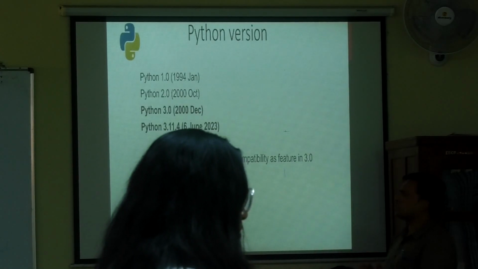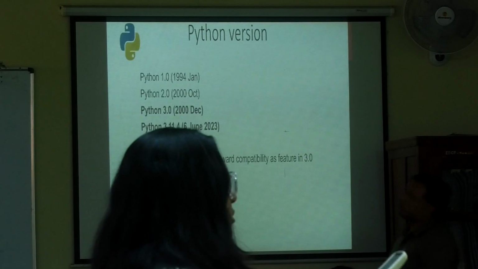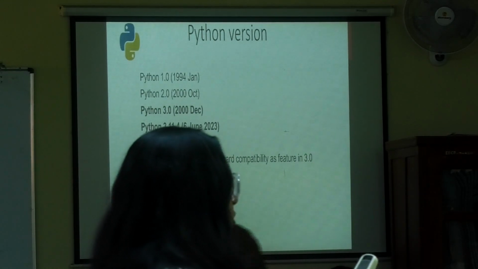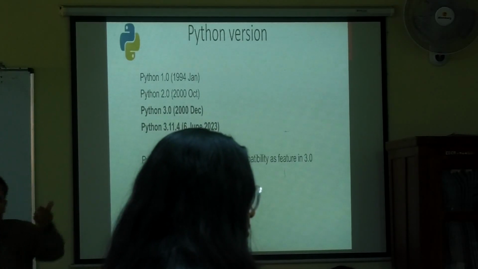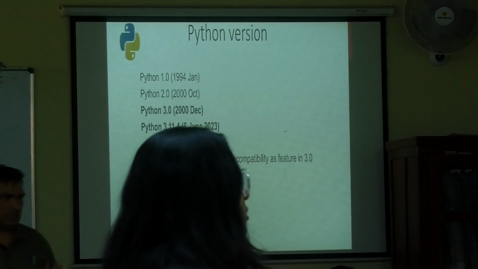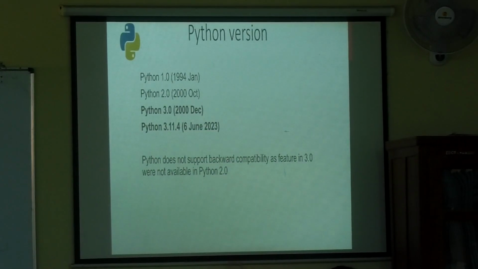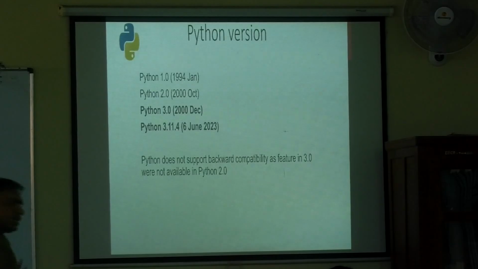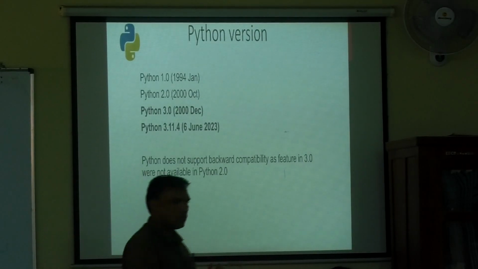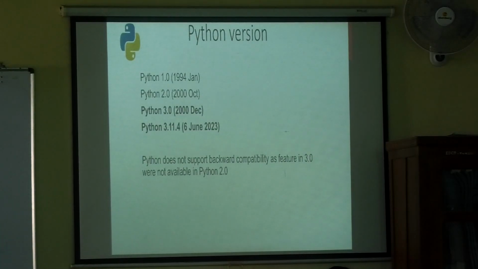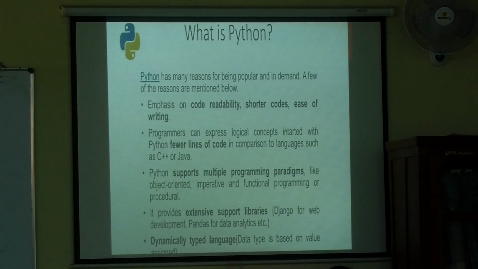Python does not support backward compatibility, as the features of 3.0 are not available in Python 2.0. So the three versions will not support backward compatibility. That is the main problem. When libraries are updated, that means you have to change the complete coding. That is the main problem, because library updates are not backward propagated to the other cases. So already Python has many reasons.